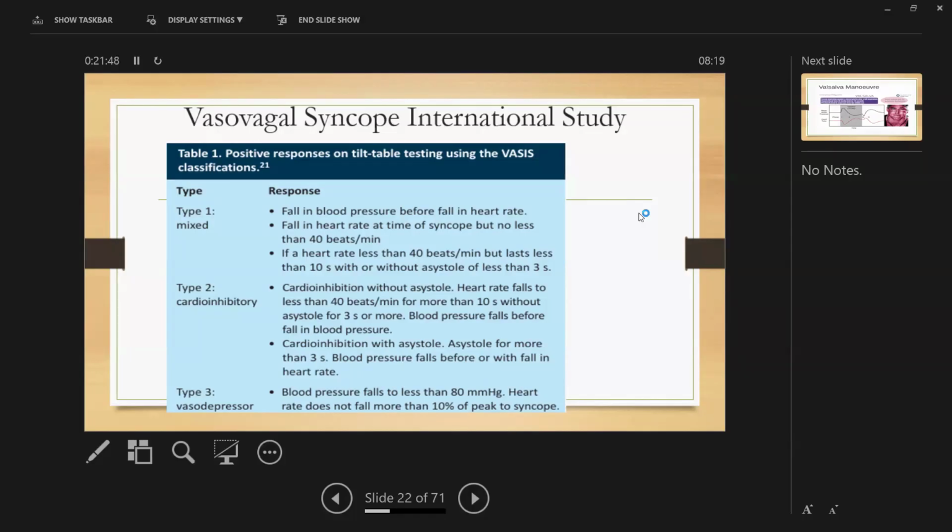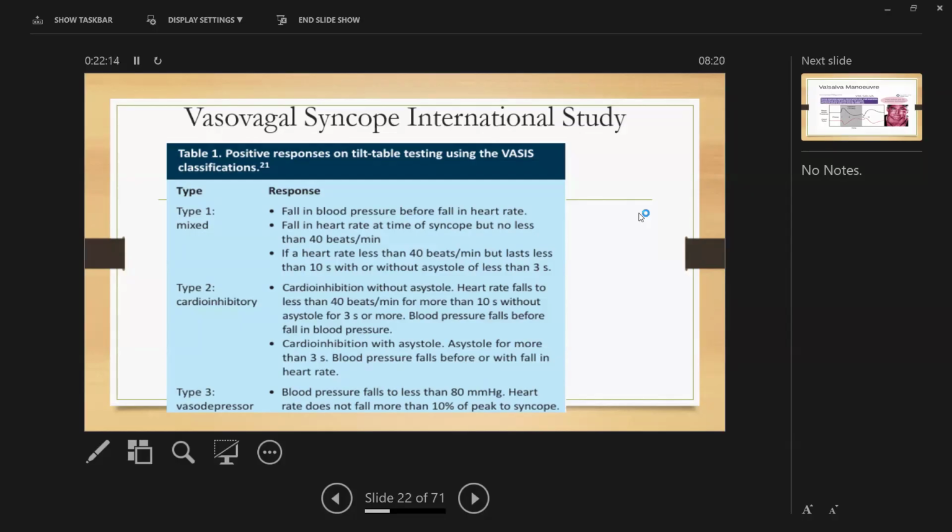Then cardio inhibitory is cardio inhibition with asystole and cardio inhibition without asystole. Here the main thing is the heart rate falls to less than 40. If it is associated with asystole, it is cardio inhibition with asystole. If it is not associated with asystole, it is cardio inhibition without asystole. And the final thing is vasodepressor. Here BP alone falls, but the heart rate doesn't fall much. The heart rate fall will be only less than 10%.